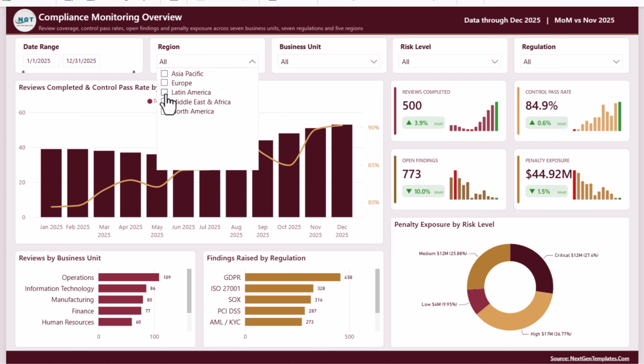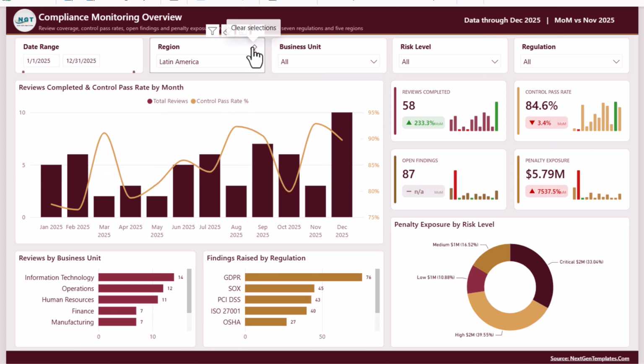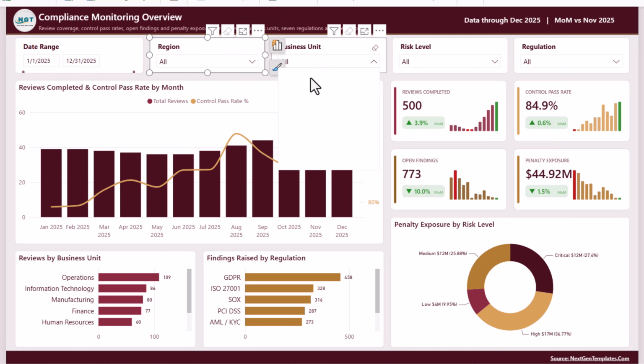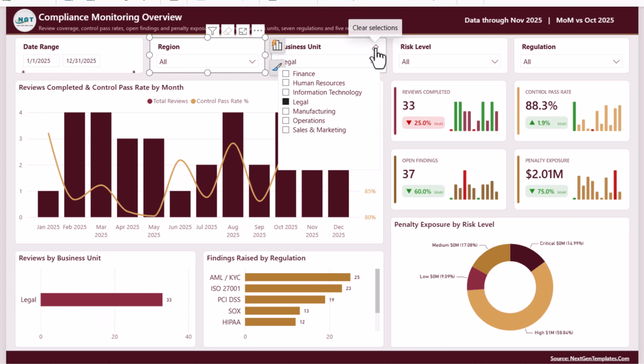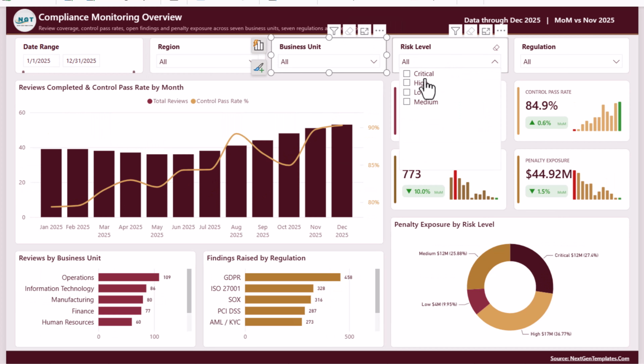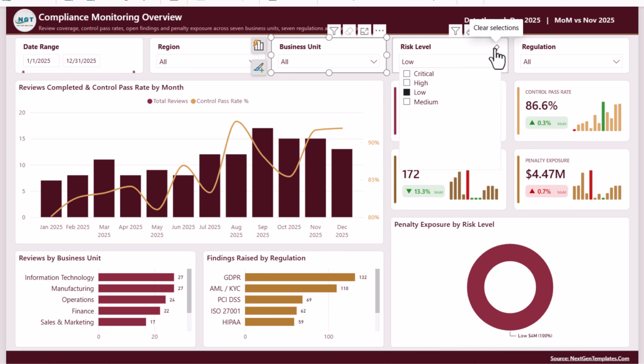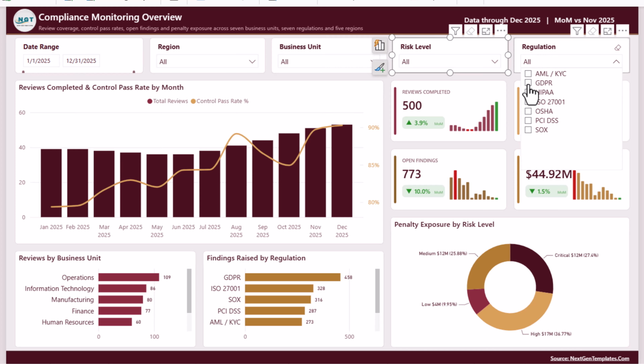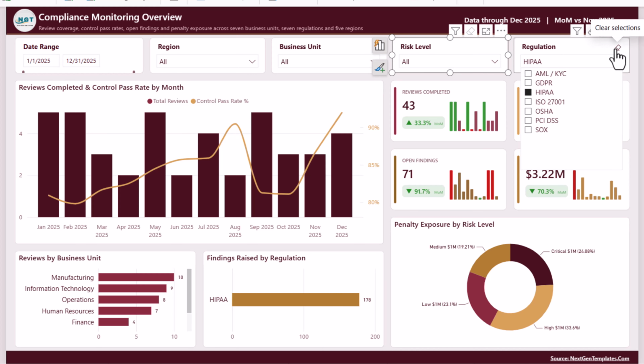Today we are looking at the compliance monitoring dashboard in Power BI. If you run an audit or compliance function, this shows how much testing you completed, how many controls actually passed, which findings are still open, and how much penalty exposure you are carrying. Let's walk through the pages.